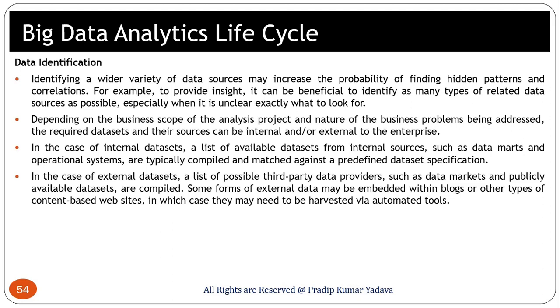In case of external data sets, a list of possible third-party data providers, such as data markets and publicly available data sets, are compiled. Some forms of external data may be embedded within blogs or other types of content-based websites, in which case they may need to be harvested by automated tools. So basically in this second stage we have to identify the data and segregate the data in different patterns so you can easily analyze.